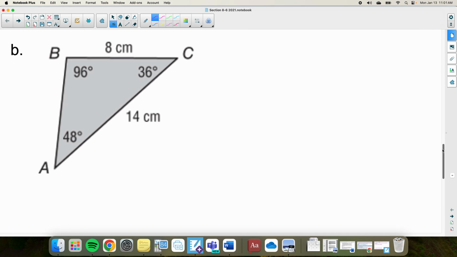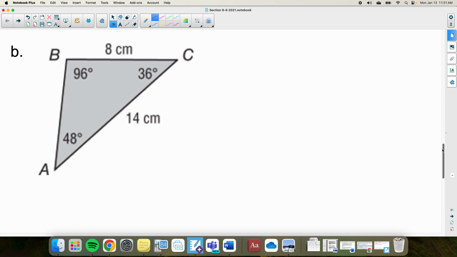Now if we go down to this one, in this one they're trying to confuse you, they're giving you all three angles. What you need is a side angle side situation. So which angle do you think you're going to use? C. This would be your side, this would be your angle, this would be your side. And that's what you would have to use because you don't know that side over there, so you can't do side angle side with the other two angles.